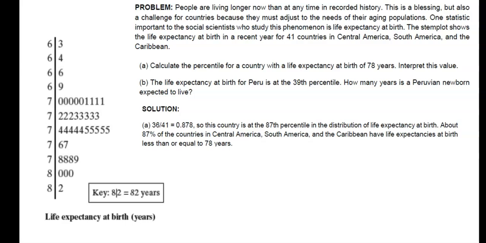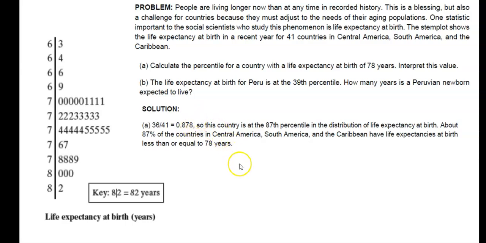So this country is at the 87th percentile in the distribution of life expectancy at birth. Notice they're parroting back the question. They're saying the context of the question there. About 87% of the countries in Central America, South America, and the Caribbean have life expectancy at birth less than or equal to 78 years, which is true. Oops. Life expectancy at birth in Peru is at the 39th percentile.